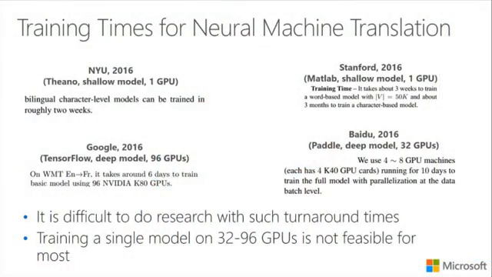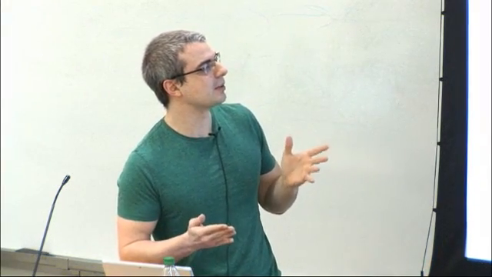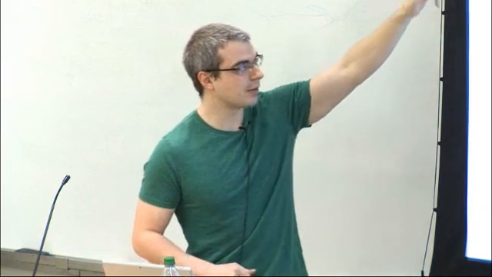But the important part is that these are really painful to train. I mean, probably not any worse than what people who deal with speech recognition have dealt with for a long time. But for the shallow models, these are 4 different papers from 4 different groups that use 4 different toolkits, and they're all top groups with state-of-the-art systems. And so we see 2 weeks, 3 weeks. These are both on 1 GPU, and then Google's model used 6 days on 96 GPUs. Baidu's model used 10 days on 32 GPUs. So it's really difficult to do research with such large turnaround times.